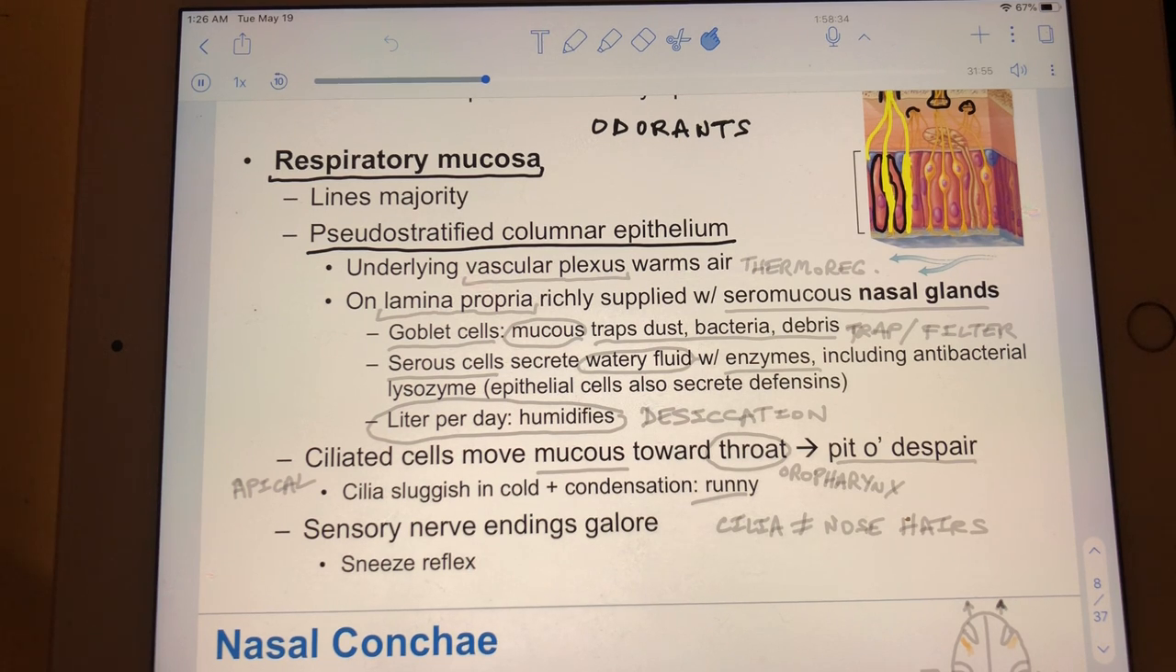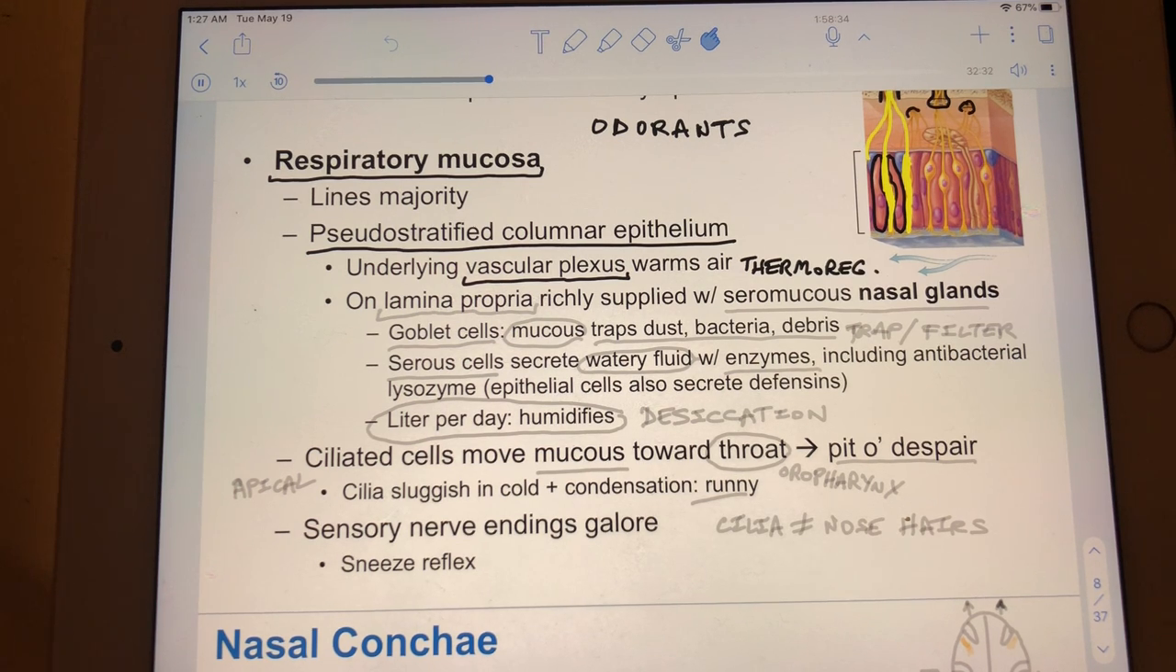Underlying that pseudostratified columnar epithelium is a nice, dense network of capillaries. A plexus is a network, so don't be scared by that. All right. Why so much blood supply? Because that's actually how we interact with the air in order to help warm it and also reclaim heat from it. Okay, so that is there for thermoregulation.